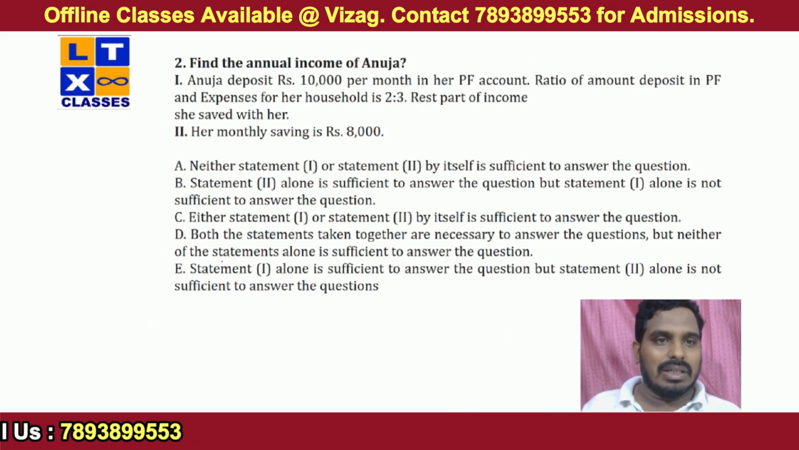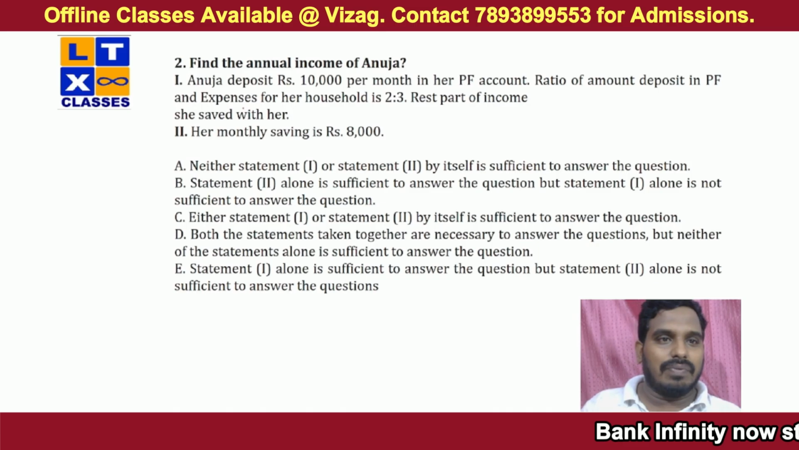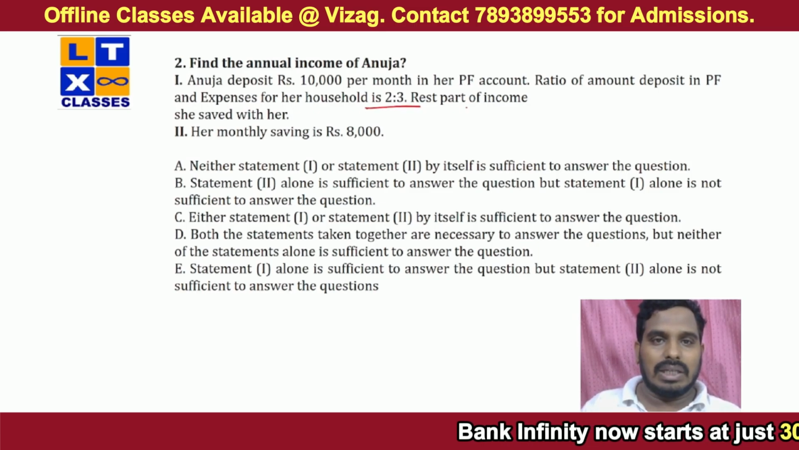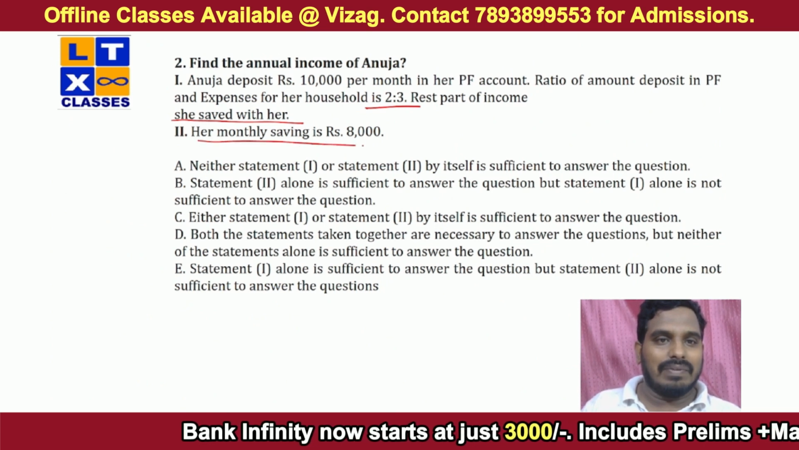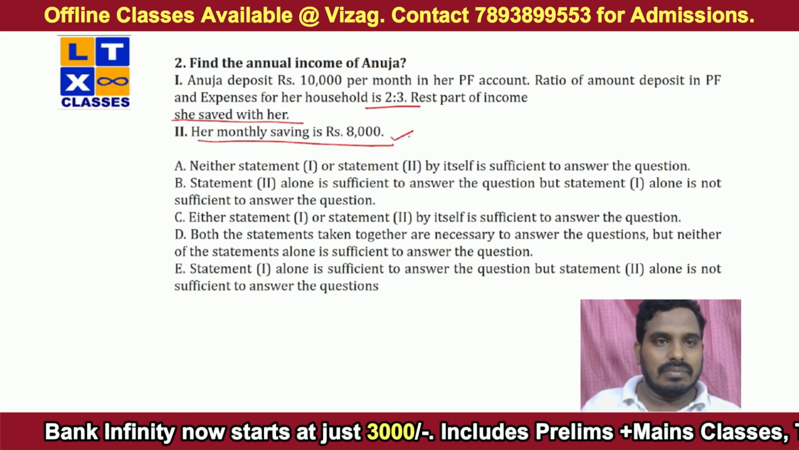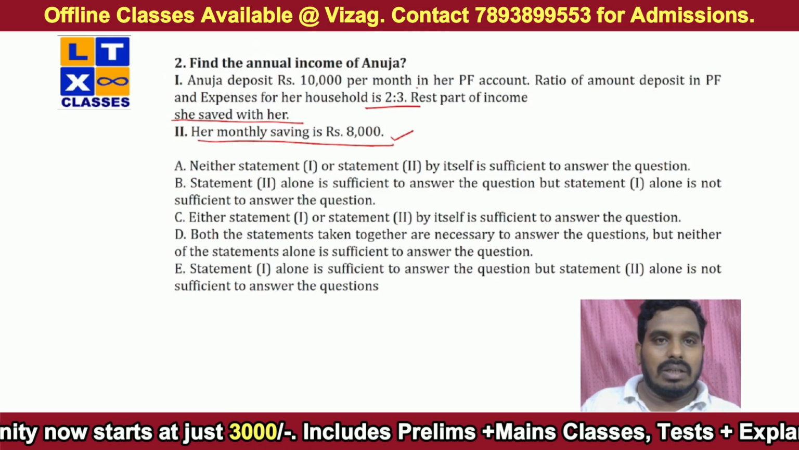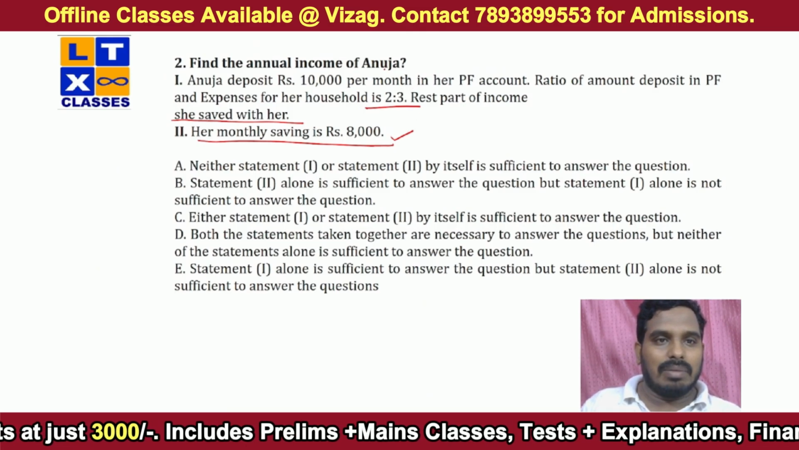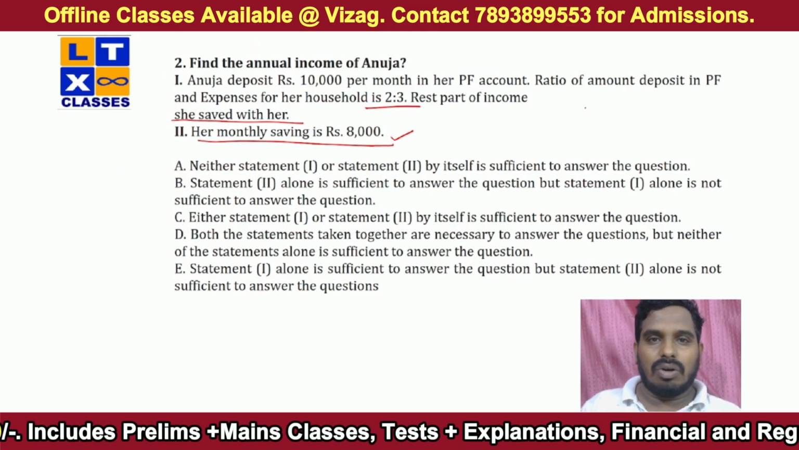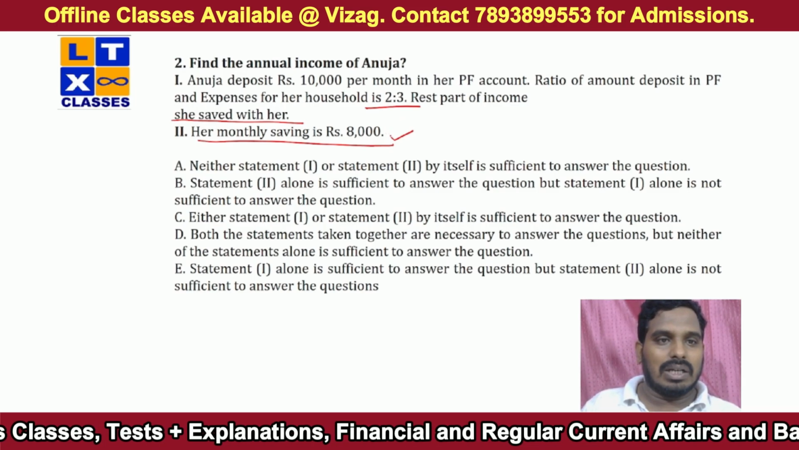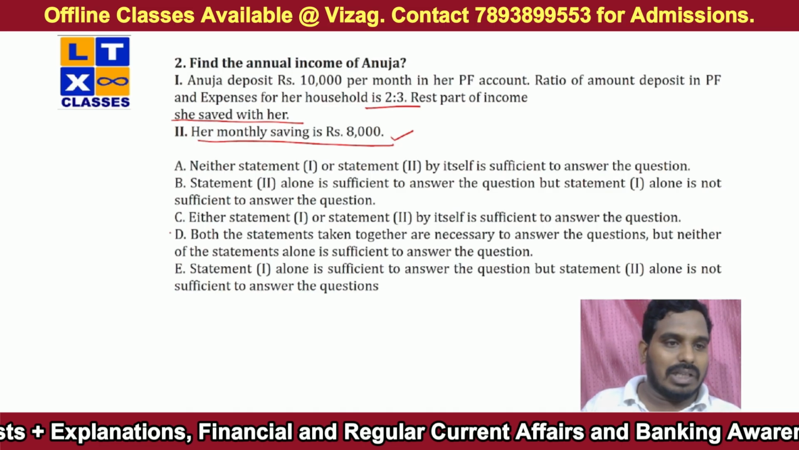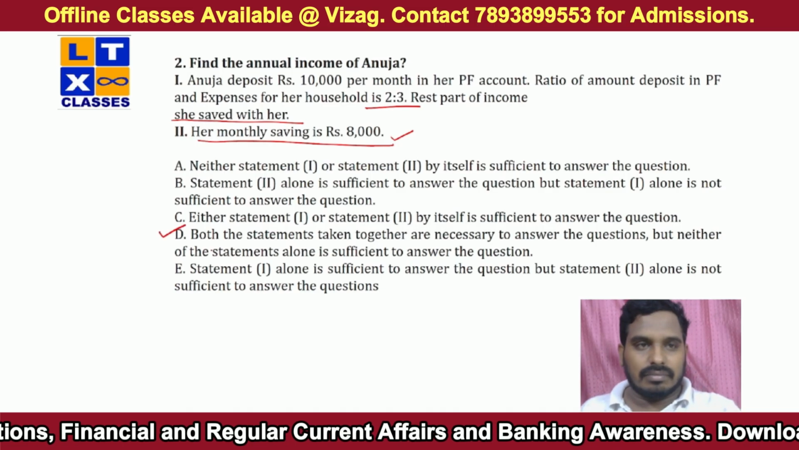Moving on to the next one. Find the annual income of Anuja. Anuja deposited rupees 10,000 per month in her PF account. Ratio of PF and expenses were 2 is to 3. The rest part of her income she saved with her. Her monthly savings is rupees 8,000. Now, see, you're asked to calculate the annual income of Anuja, but I don't know exactly how much she is saving. In the second statement, it was clearly mentioned her savings. So both the statements are required to answer my question.